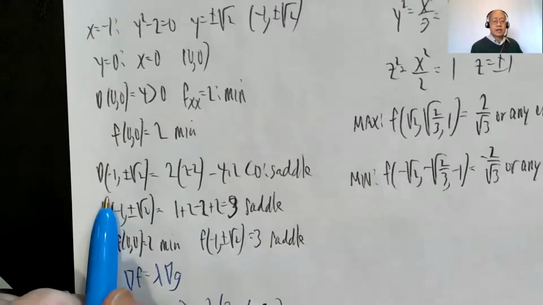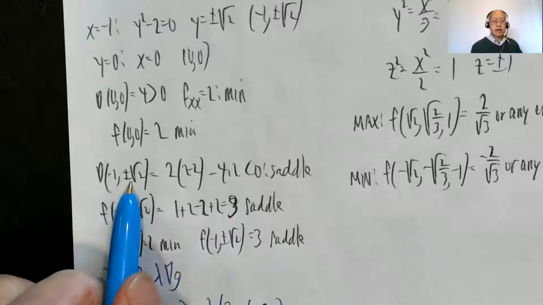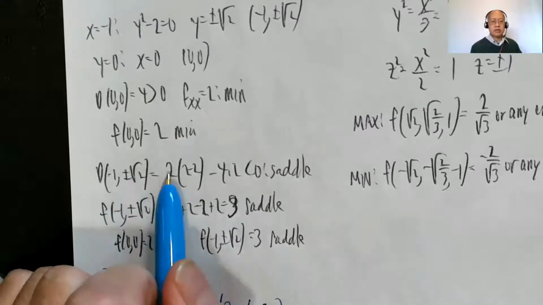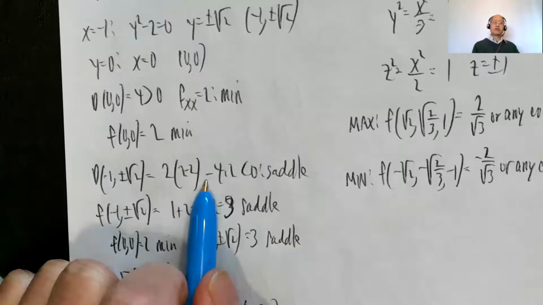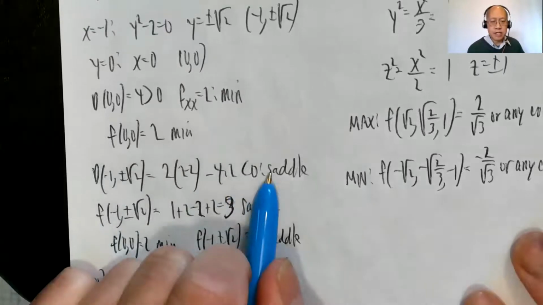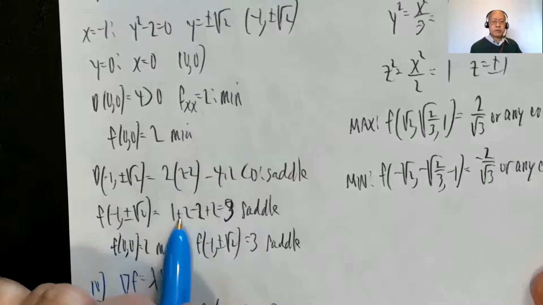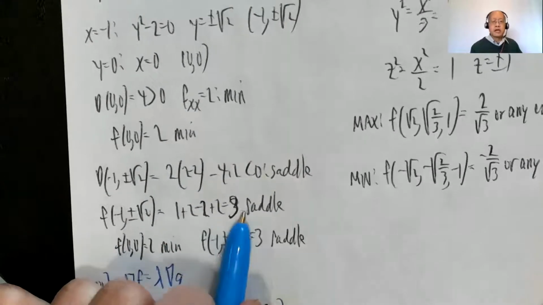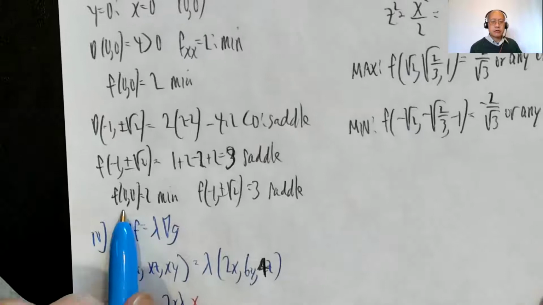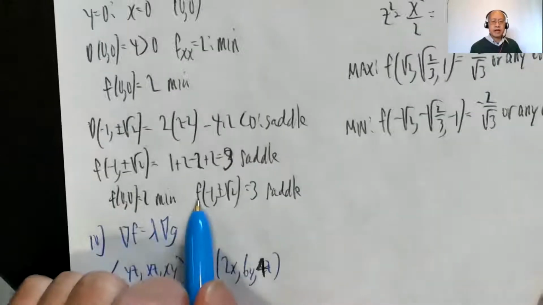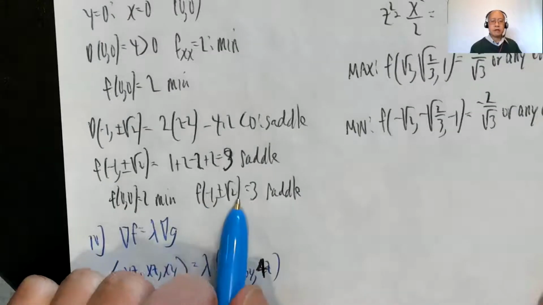Okay, and then the big D of (negative 1, plus or minus radical 2) comes out to be negative. It's 2 times (2 minus 2), which is 0, minus 4 times 2. That's less than 0, which means I have a saddle point. So f of (negative 1, plus or minus radical 2) is 1 plus 2 minus 2 plus 2, which is 3, saddle point. So f of (0, 0) is 2, that's a minimum. F of (negative 1, plus or minus radical 2) is 3.